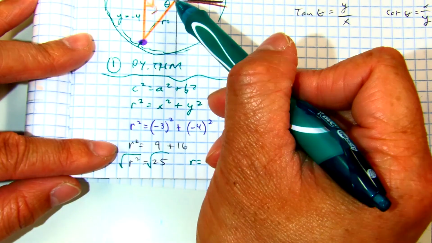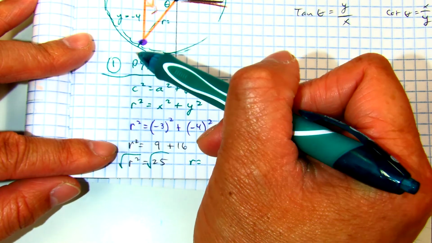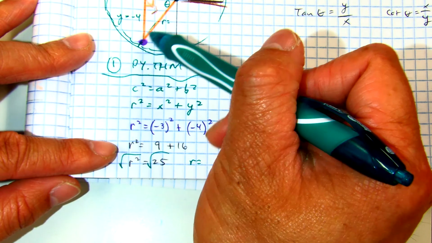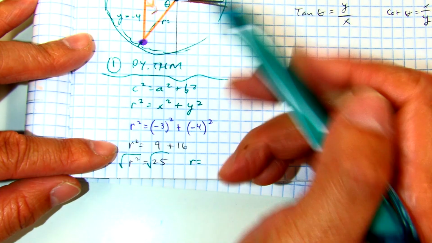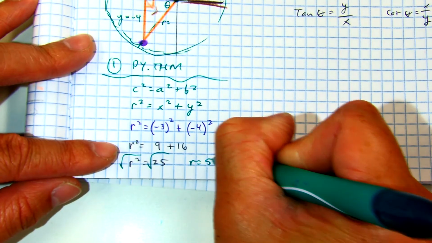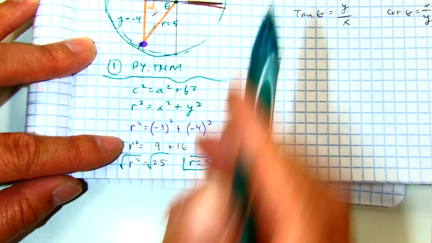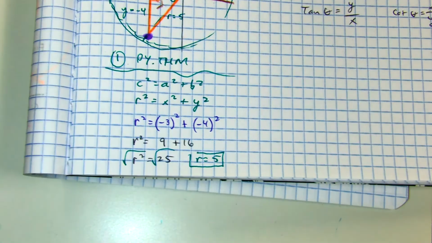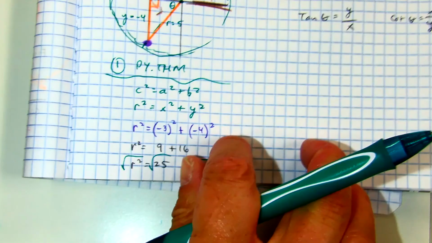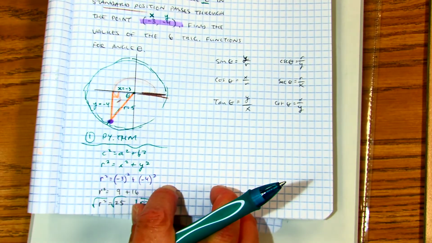Just because this line is going down, does that mean it's negative 5? No, it is actually the distance of a circle, so in this case, it is only going to be positive 5. X's and Y's can now be negative, but the R value will always be positive. Okay, how do we finish this up?